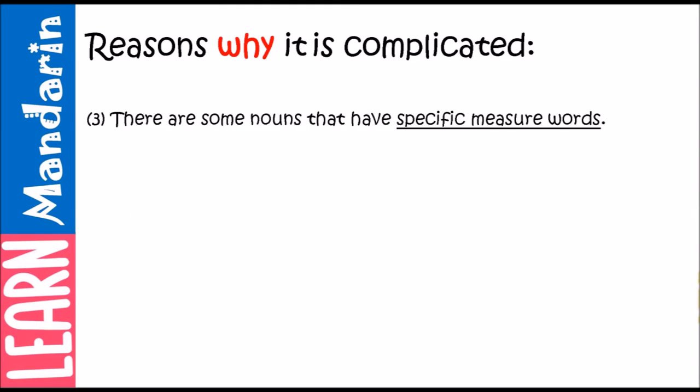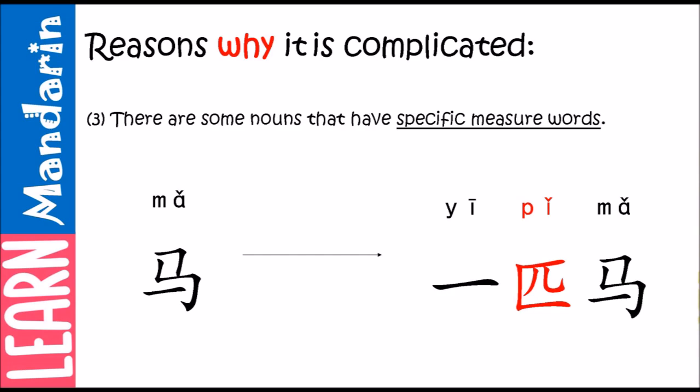The third reason would be there are some nouns that have a specific measure word. An example will be for the animal horse, or 马. The only measure word that you can use is the measure word 匹 and nothing else. That would be 一匹马, which means one horse.